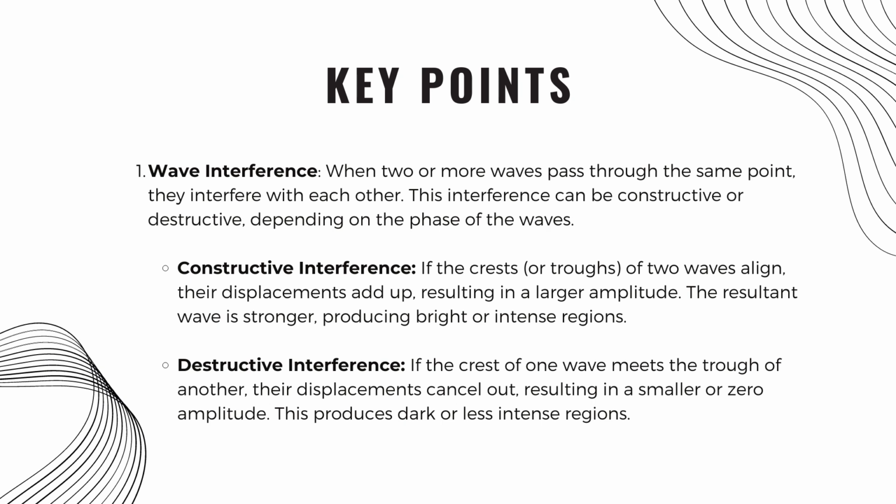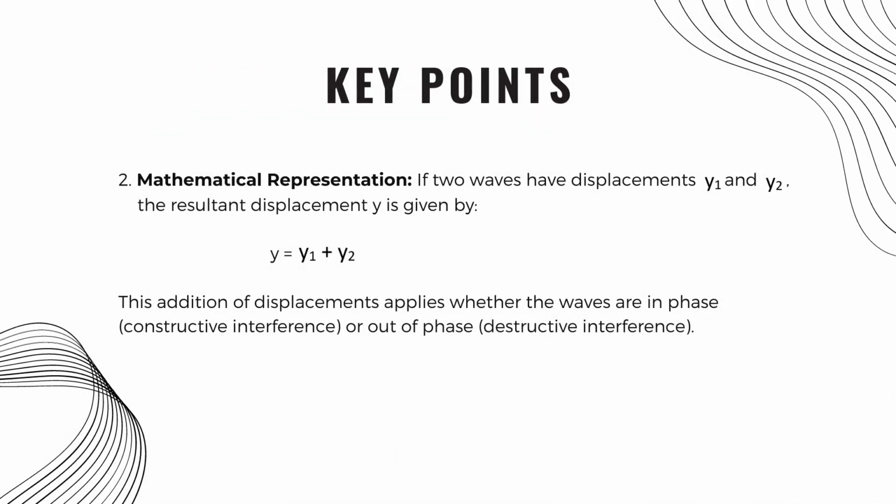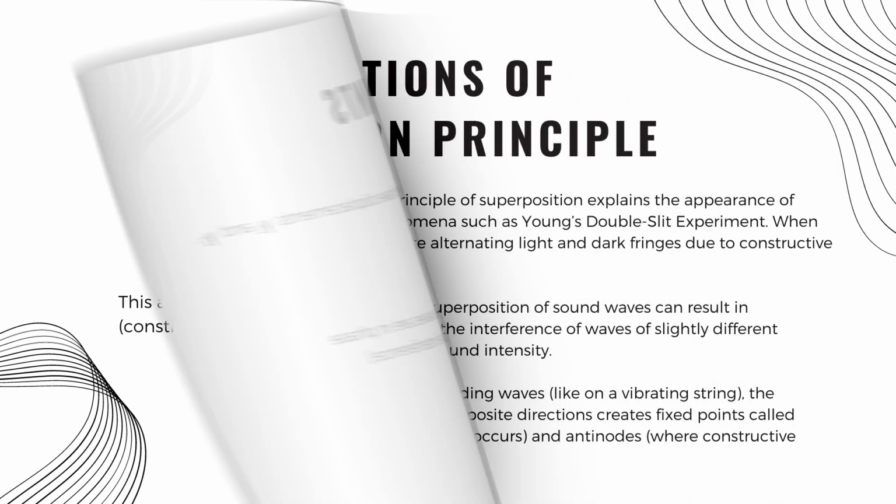This interference can be constructive or destructive, depending on the phase of the waves. Mathematical representation. If two waves have displacements y1 and y2, the resultant displacement y is given by addition of the waves. This addition of displacements applies whether the waves are in phase, constructive interference, or out of phase, destructive interference.